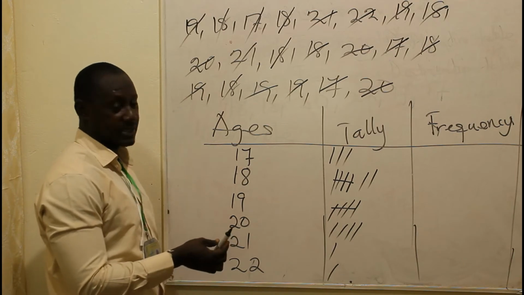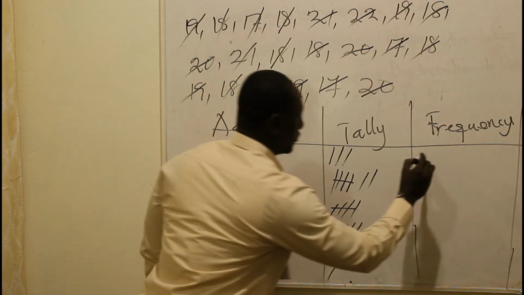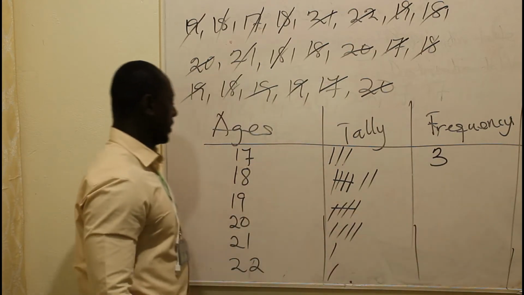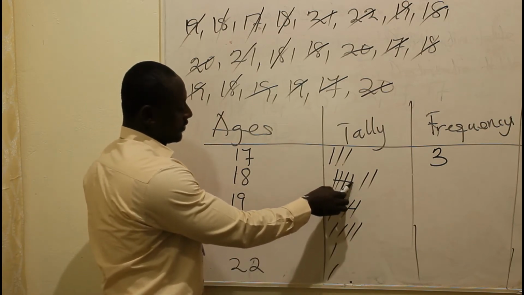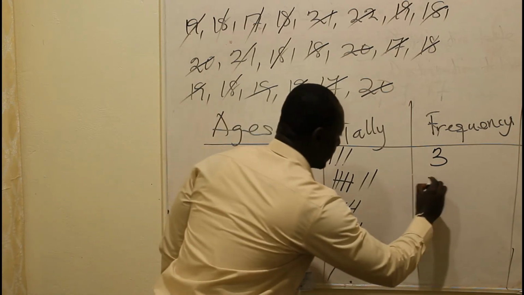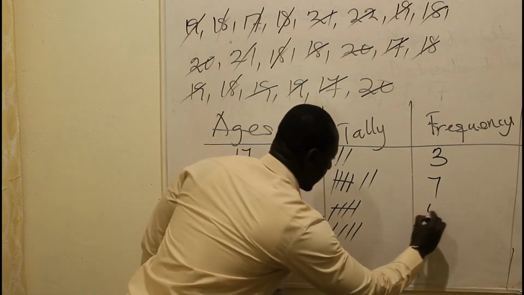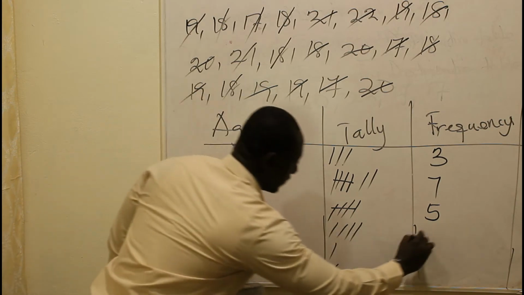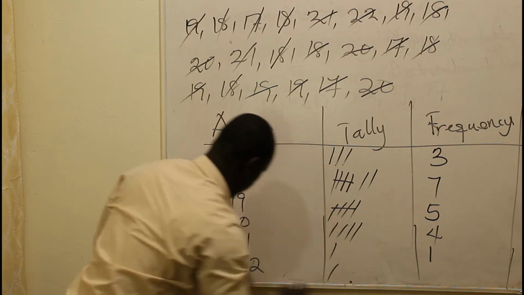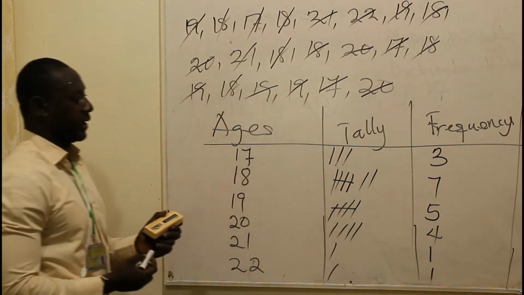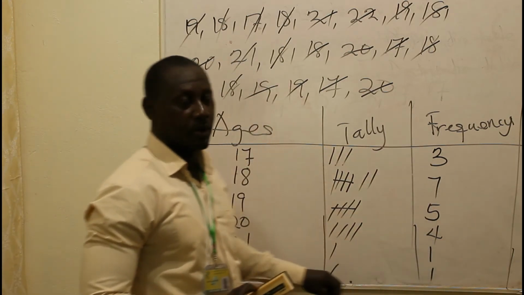So for 17, Priscilla, how many did we get? 1, 2, 3. So you got 3, so you put the numeral 3 here. Okay. 18. 1, 2, 3, 4, 5, 6, 7. So you got 7 for the 18. Then 19, you're also getting 5. For 20, 4. 21. Priscilla. 1. And then 22. 1. Okay.